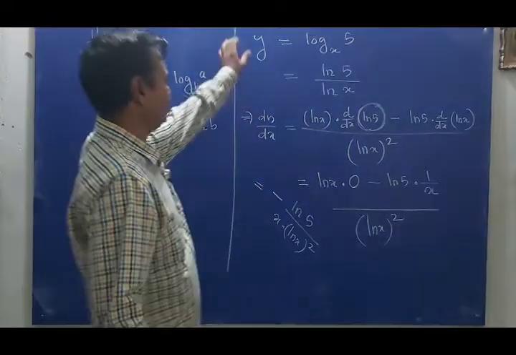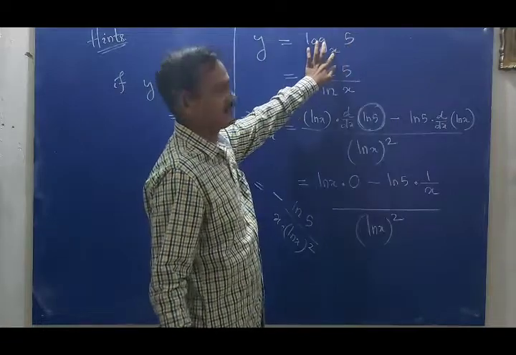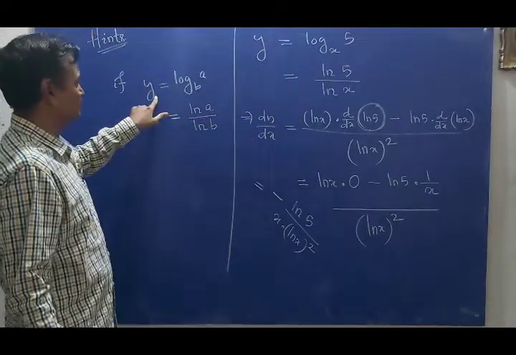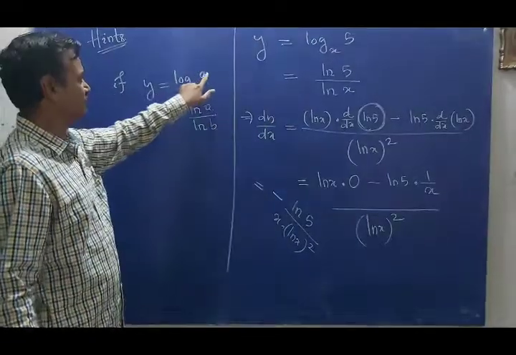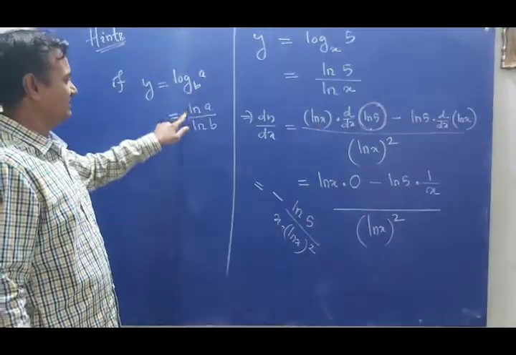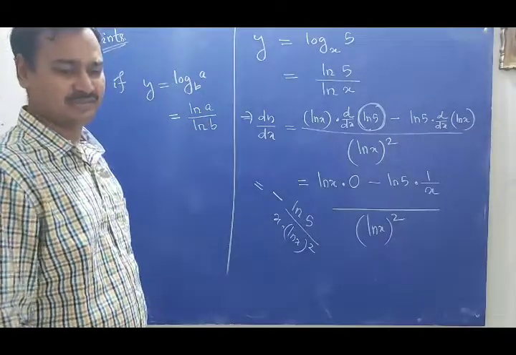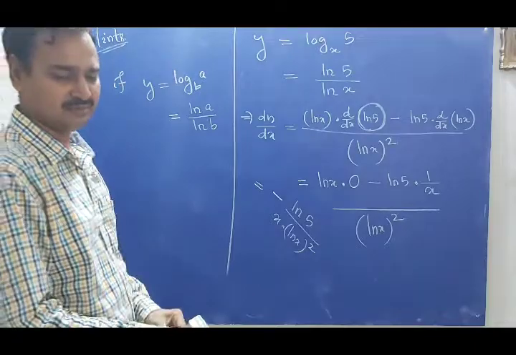So if y is equal to log of 5 base x, this is the formula. If y is equal to log of a base b, this can be expressed as ln of a by ln of b.